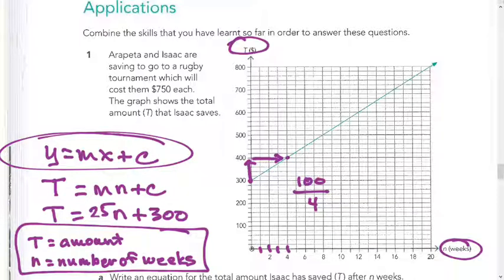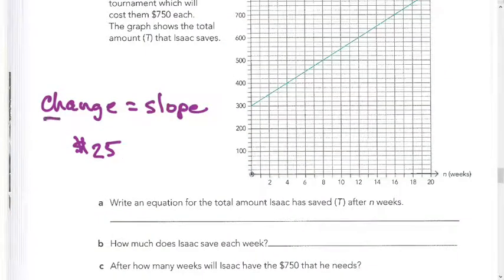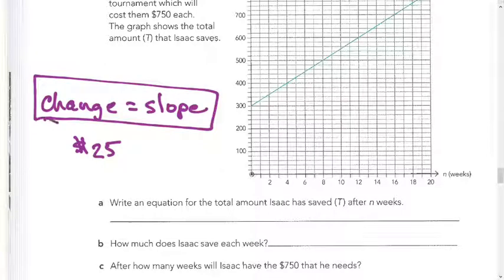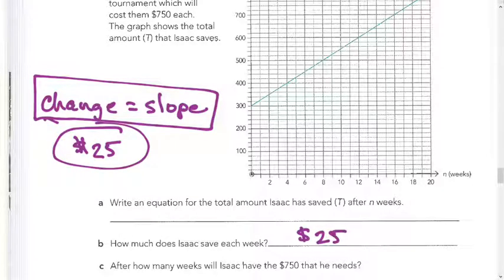But anytime you have change, they ask you for the change, that's the same as just finding the slope. And since we're asking a specific question about how much you change, how much, we have to put the units. Now, when you're writing the equation, don't put the units in there for the equation. But when you're answering a question, don't forget the units. So you might want to write something to remind yourself. Okay?